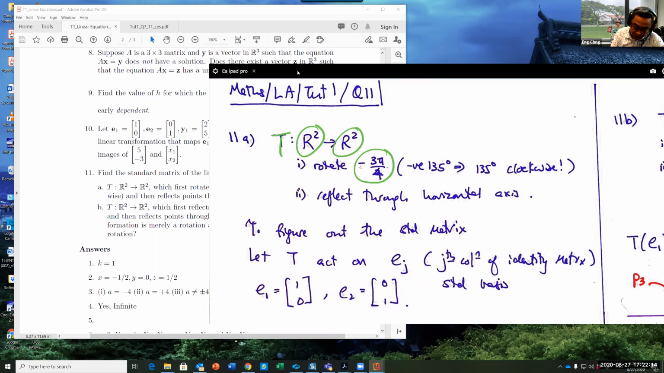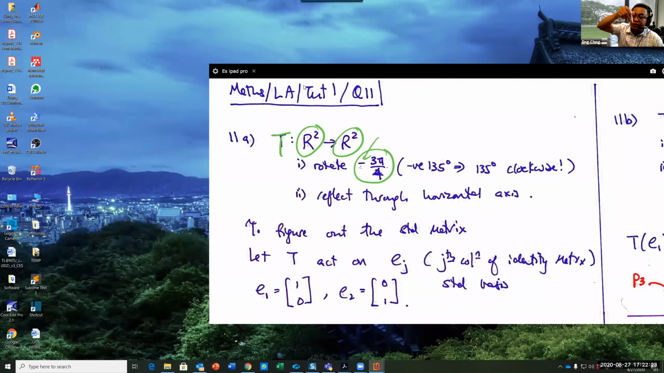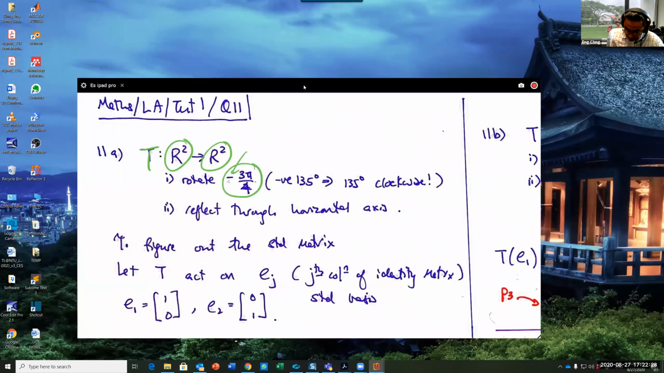Every time you are talking about rotating a vector, you must be very careful. When you do it anti-clockwise, they are positive angle. When you're doing clockwise, they are negative. So here, he asks you to rotate minus 3 over 4 pi, which is minus 135 degrees. He's asking you to rotate clockwise 135 degrees. After you have rotated, then he's asking you to reflect against the x-axis.